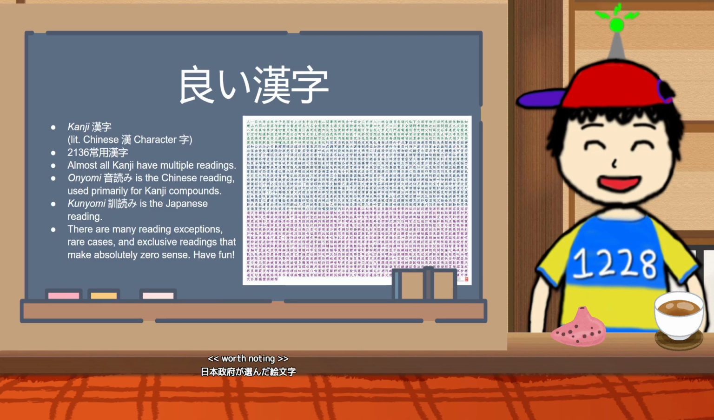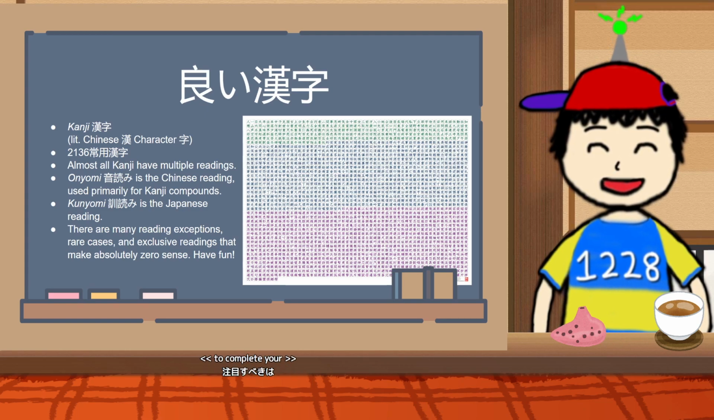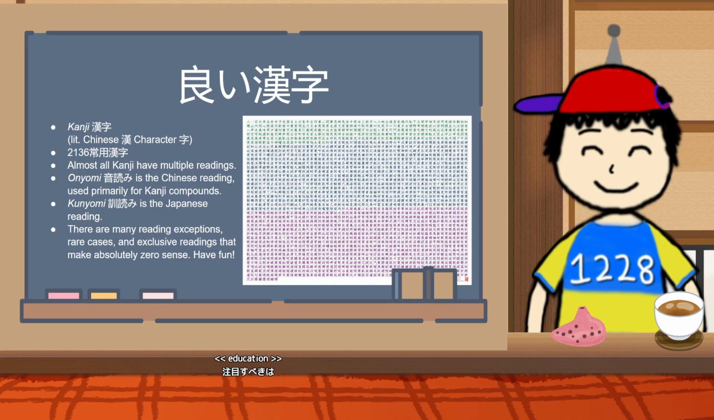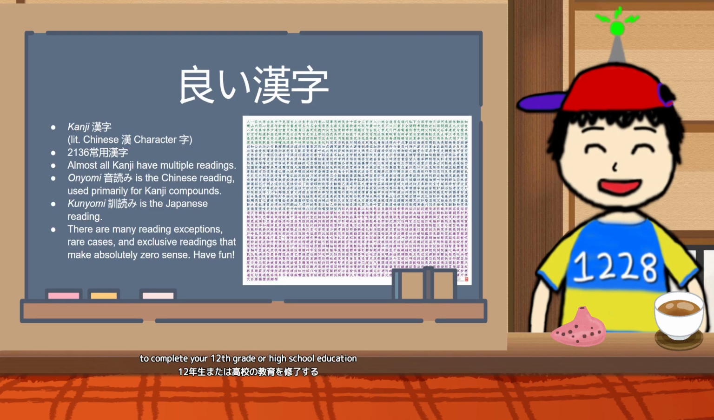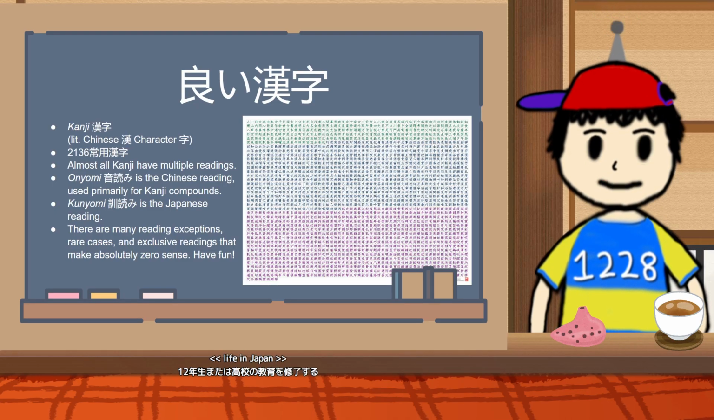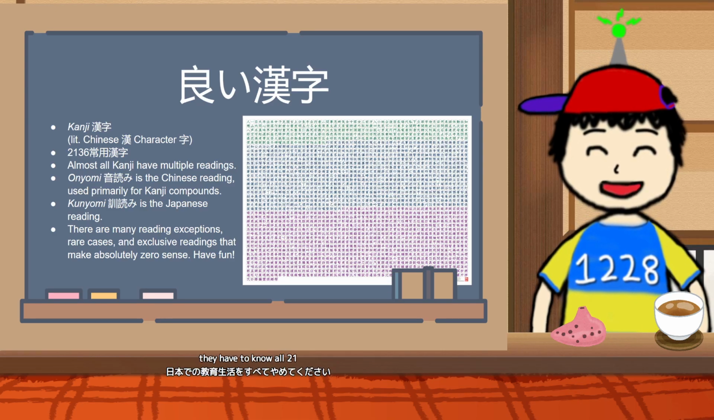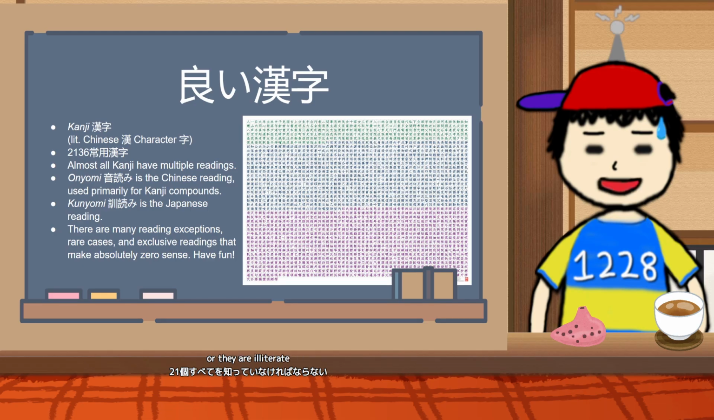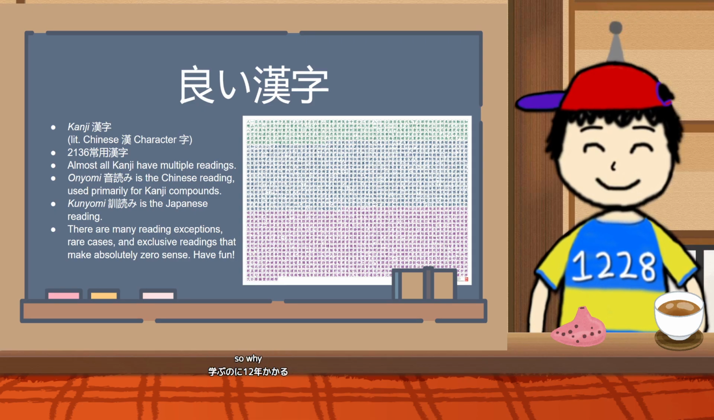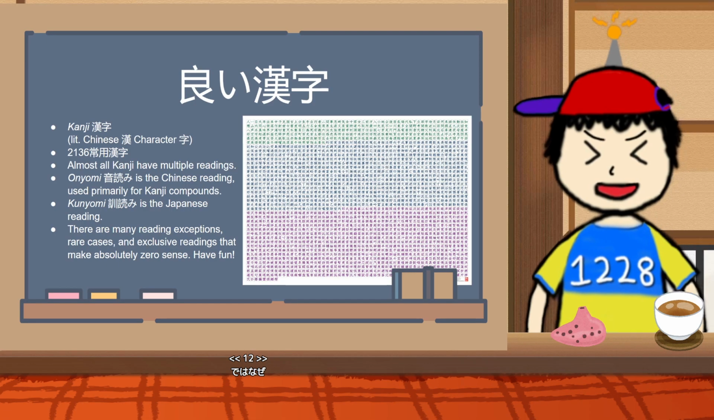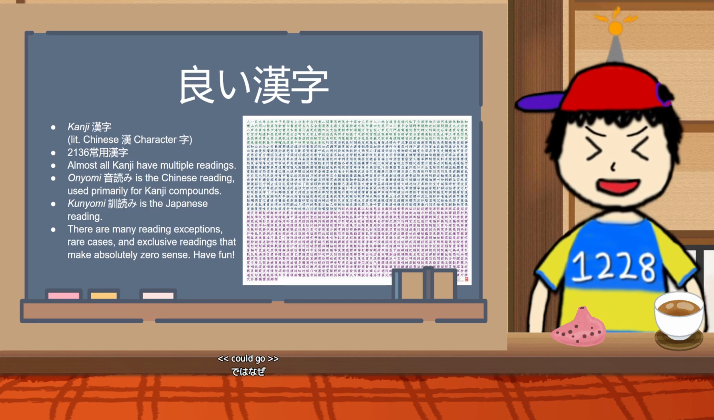Worth noting that to complete your 12th grade or high school education throughout your entire educational life in Japan, they have to know all 2,136 or they are illiterate. And I mean, it takes them 12 years to learn all of them. So why should you rush it? You can take 12 years or more if you have to. You could go quicker if you want to.